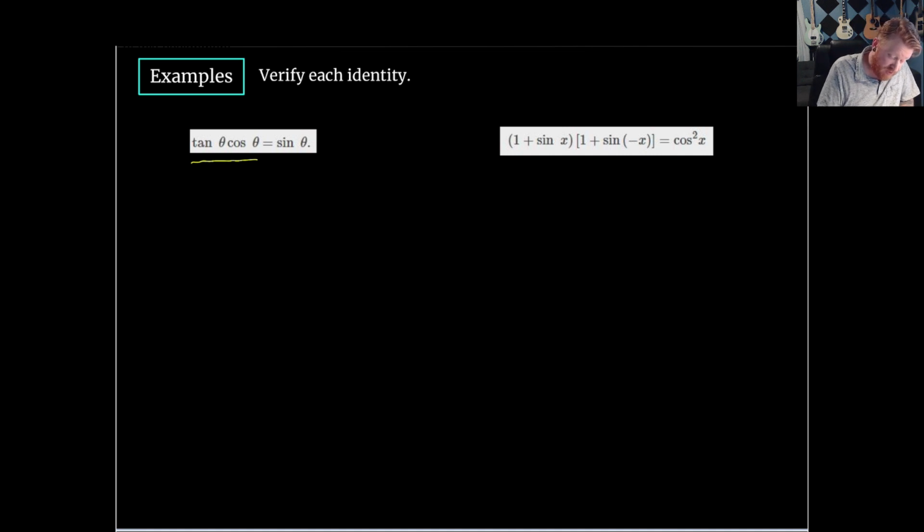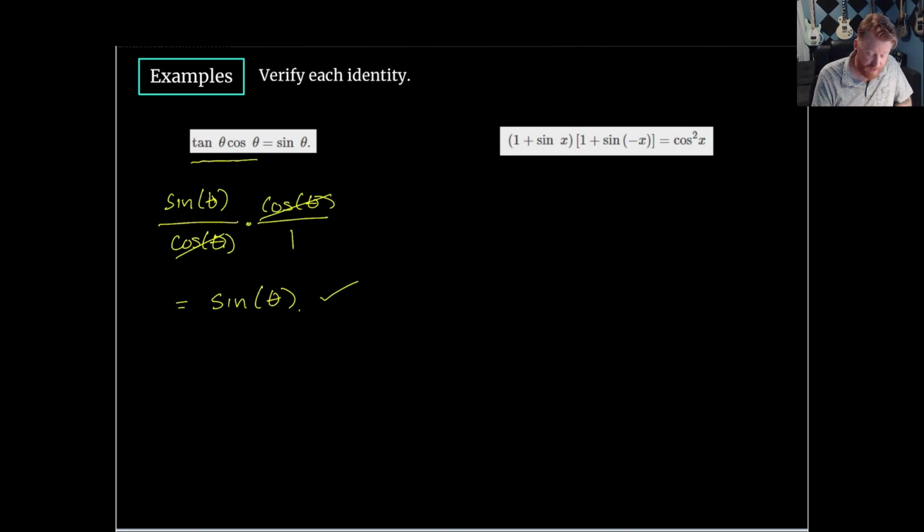So the first thing I'm going to do is just rewrite tangent of theta in terms of sines and cosines. So tangent of theta is sine of theta over cosine theta. And we're multiplying this by cosine theta. And I can write that over 1 just to keep some fractions here. And then I can cancel out these cosine thetas. And what we get is sine of theta. There we go. That one doesn't take too long, but sometimes I'll just put a little check mark or something there just to say, okay, I verified this identity. I got what I was trying to get back here.